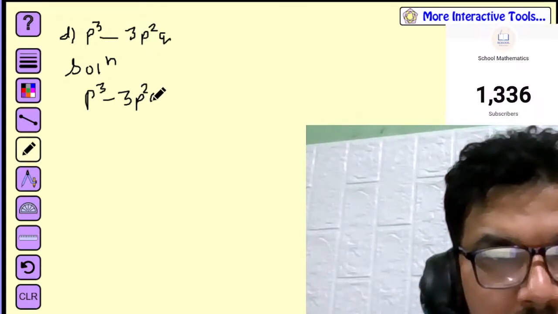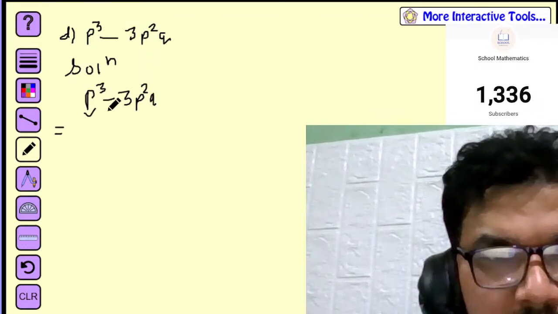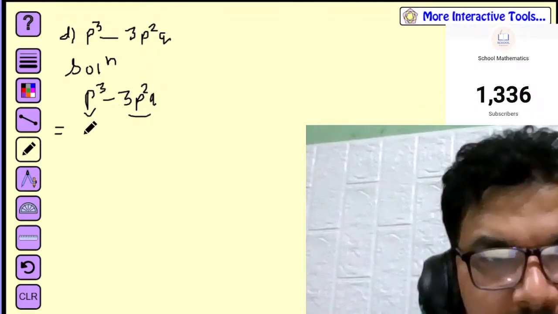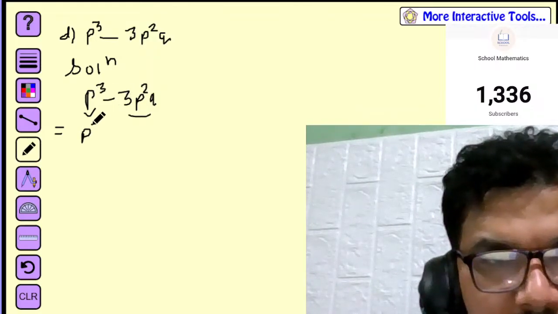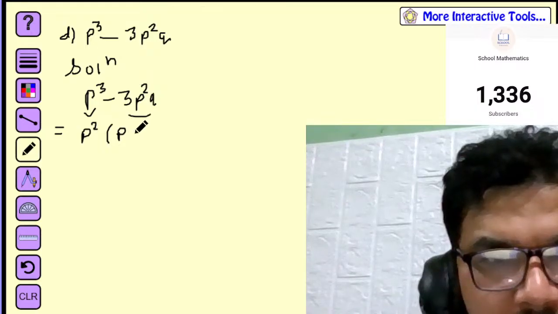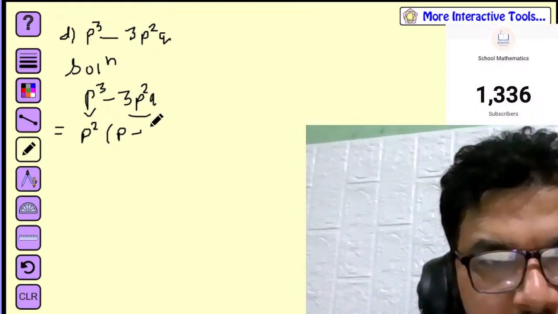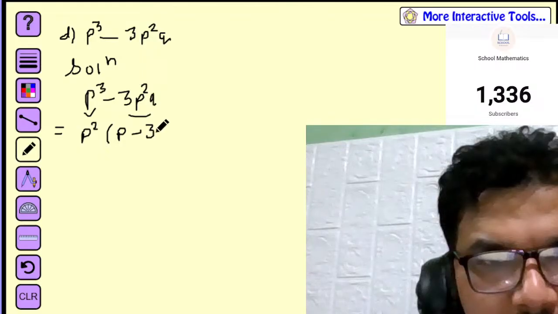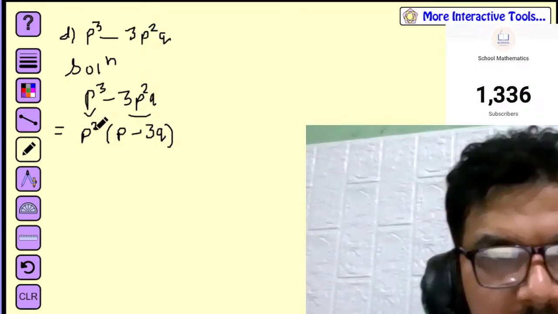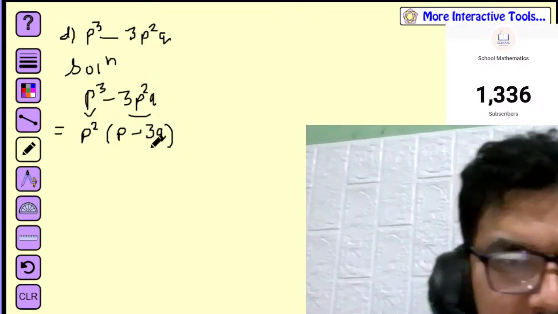Okay, now what is the same thing here in the first term and second term? Here is p cube, here is p square. That is the same thing we can take common here. p square is common, and if p square is taken common, then here only one p remains. And here 3 and q remain. Put them in a bracket. Like this we factor this question by taking p square common.